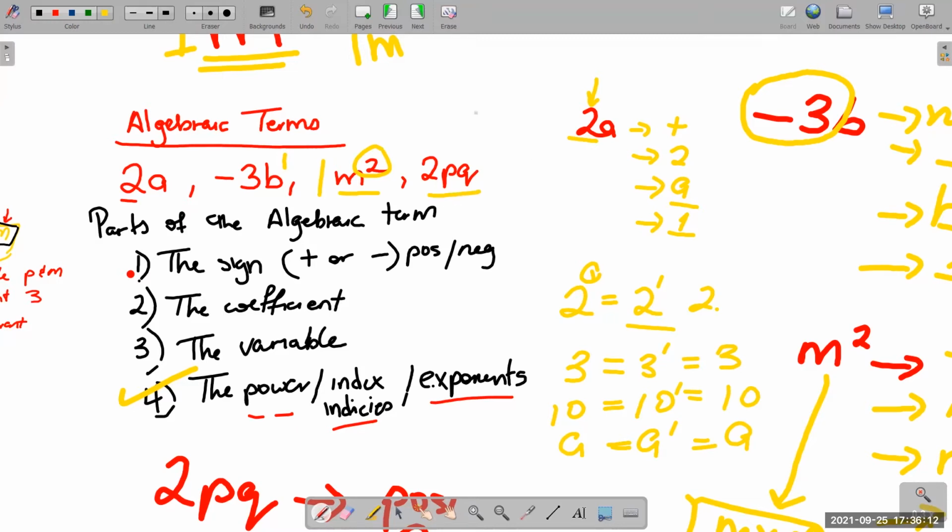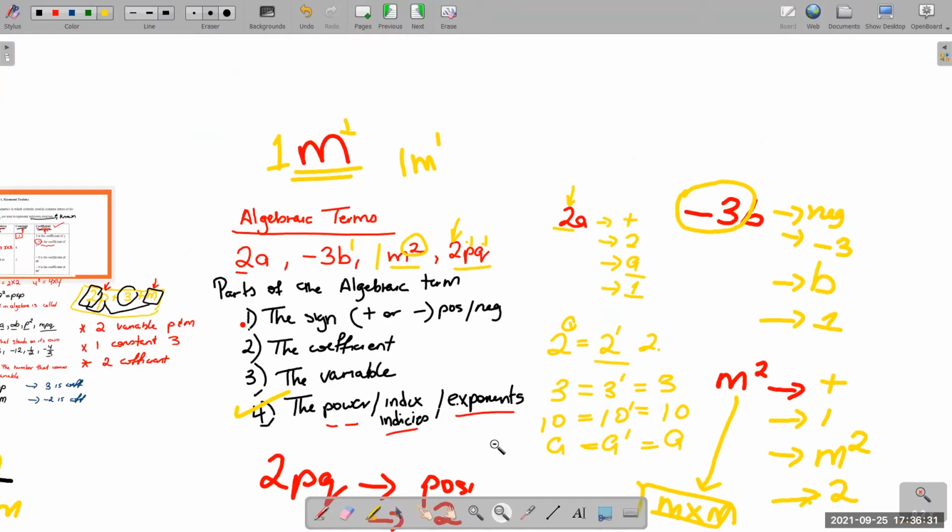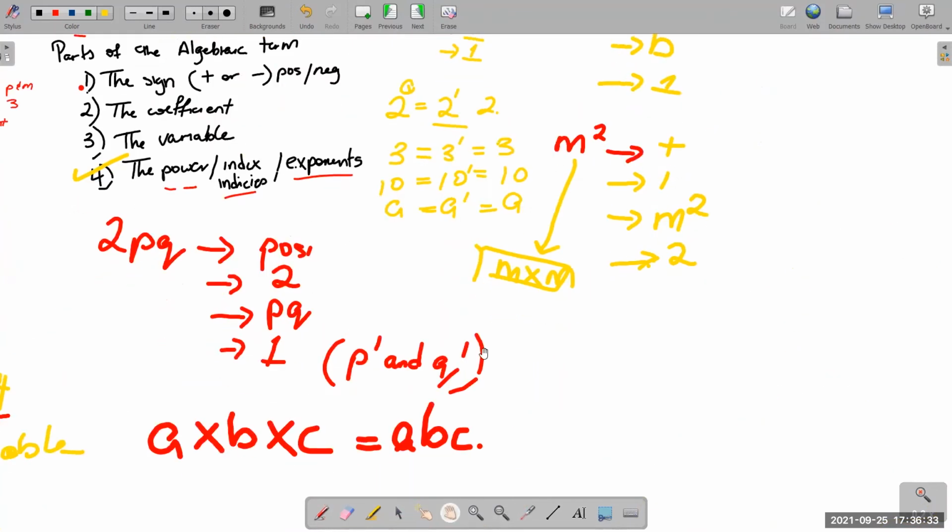In this last example, you realize this is a double letter variable, so we must pay attention to that. Here we realize the coefficient is 2. The variables are p and q, and for each, the power is 1, because each individual variable stands on its own. All right, so let me just go and see if there's anything else we need to touch on.